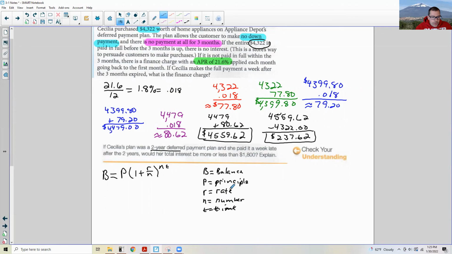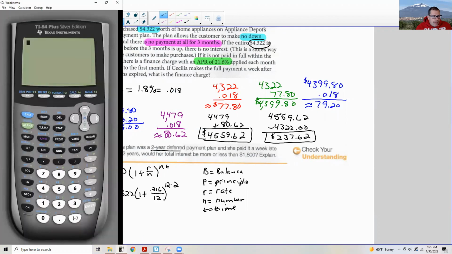So when I substitute this in, it's going to be B equals the principal, which was $4,322, times 1 plus the interest rate of 0.216, 21.6%, divided by 12, monthly, 12 months in a year, to the power of 12 times our number of years, 2.